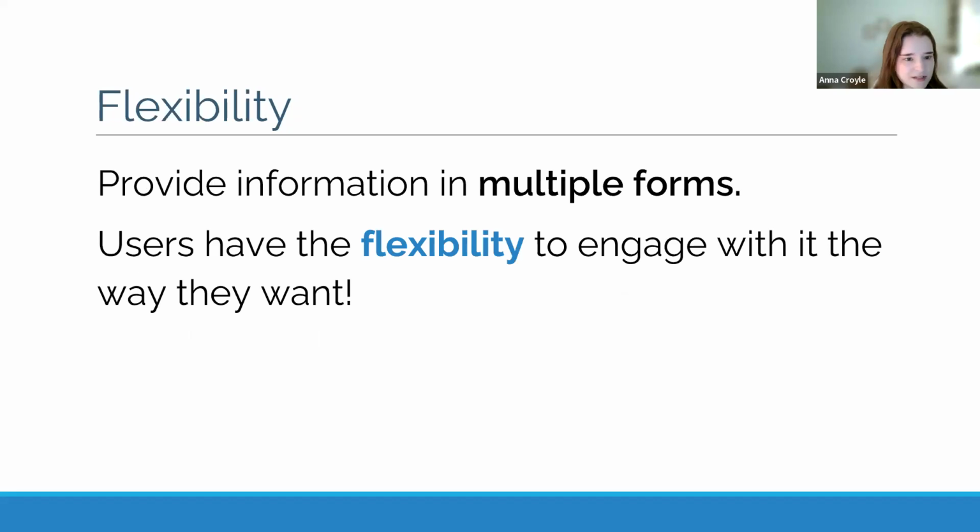And flexibility. It's kind of the core of accessibility. So providing something in multiple forms so that users have the flexibility to engage with it in the way they want. For example, for a podcast, I really like having a transcript to read. I just understand the information better. So having that flexibility of choosing the modality is great for me and is great for any user that can't listen to it for any reason.